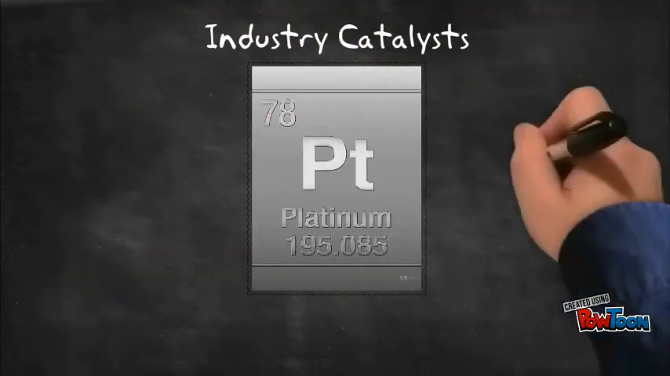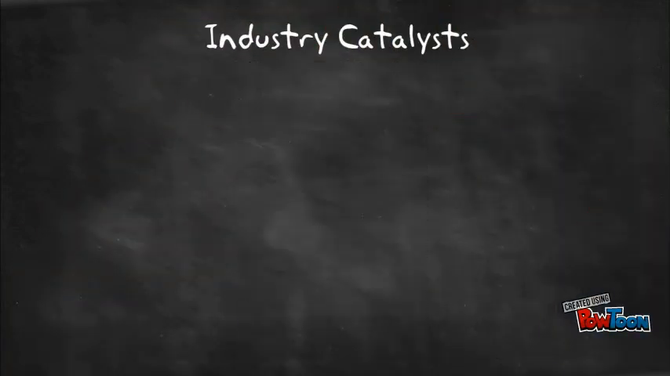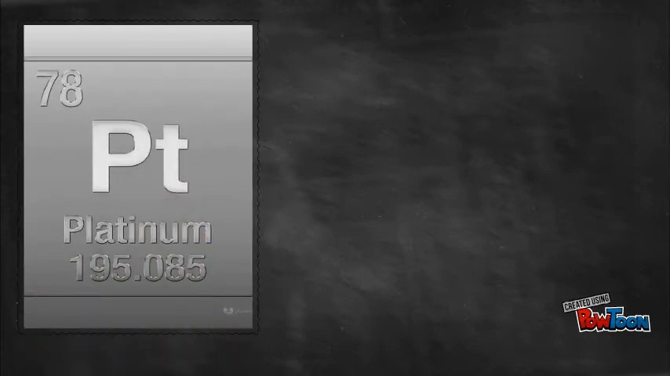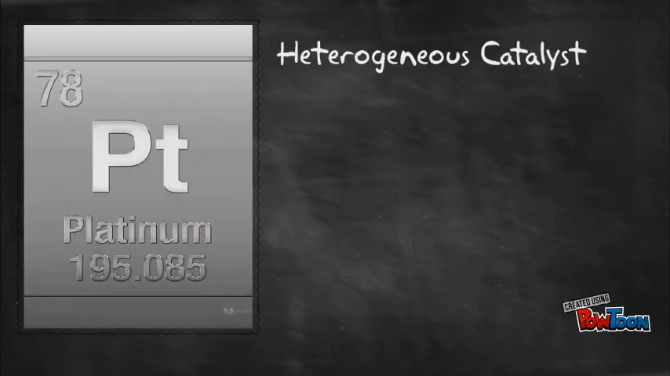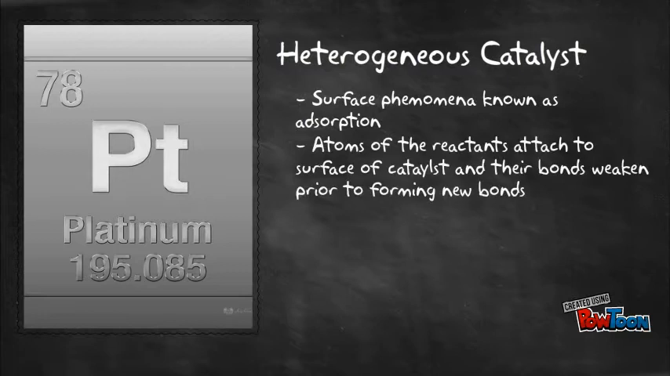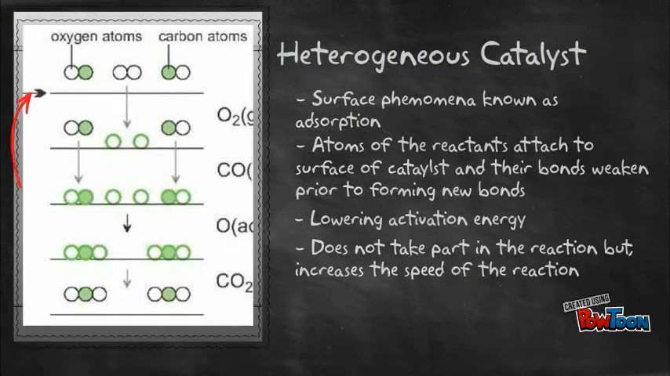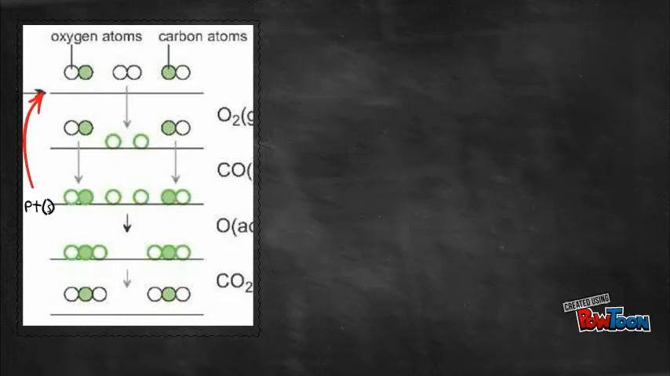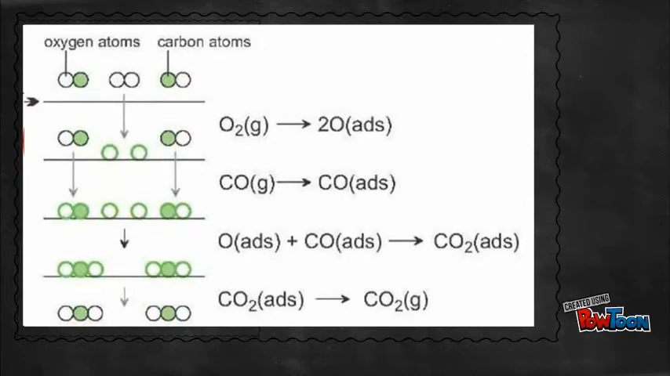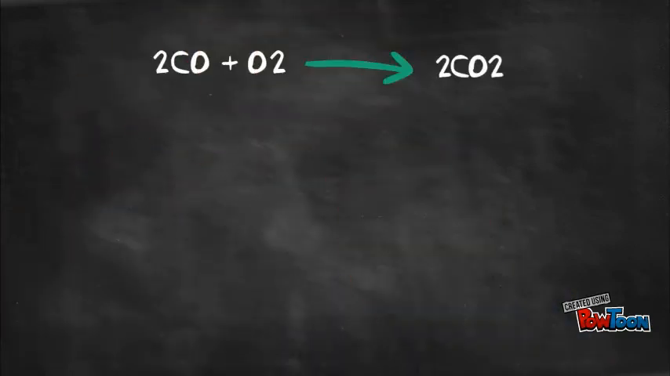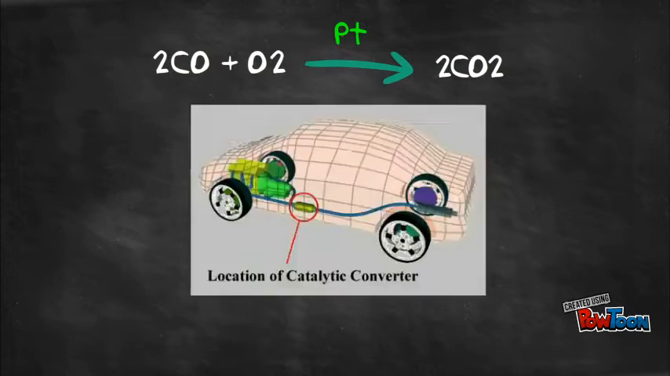Hi, in this presentation I'll be informing you about an important catalyst in industry, which is known as platinum. Platinum is a heterogeneous catalyst, which basically means it is in a different phase than the reactants. In many cases, the catalyst tends to be a solid, while the reactants are a gas or a liquid. This is where a surface phenomenon known as adsorption occurs, but basically it means the weakening of bonds prior to forming new ones.